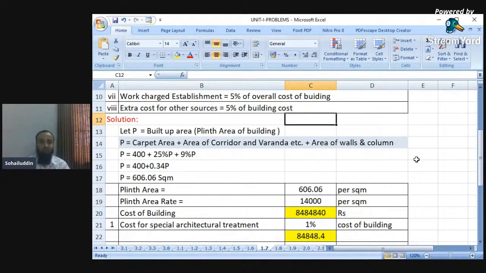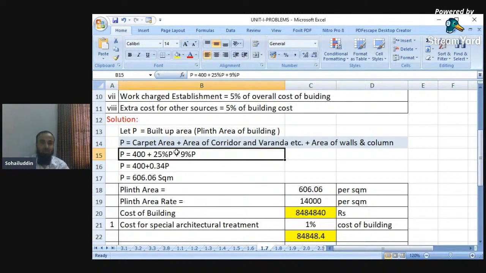But how much amount will be taken by this? Again, the amount is given. How much percentage is taken? Again, it is given in the question. That is, 25% of the plinth area will be covered by the corridor and verandas, whereas 9% of the plinth area will be covered by the area of walls and column.